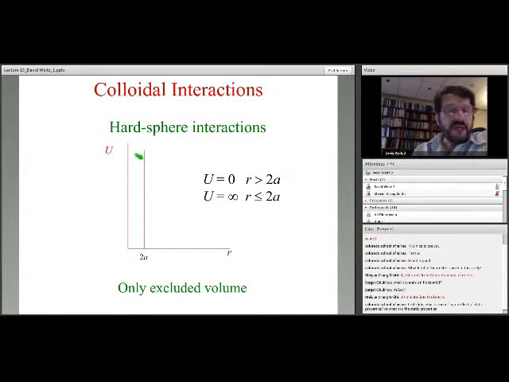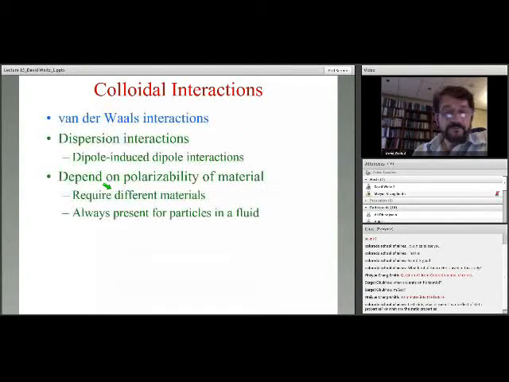Other kinds of interactions: there's always some kind of attractive interaction. That typically comes, for example, from van der Waals interactions. So any two particles that are made of one material that are dispersed in a material with a different dielectric constant, like a fluid, will have some kind of attraction. It will be a van der Waals or a dispersion interaction.